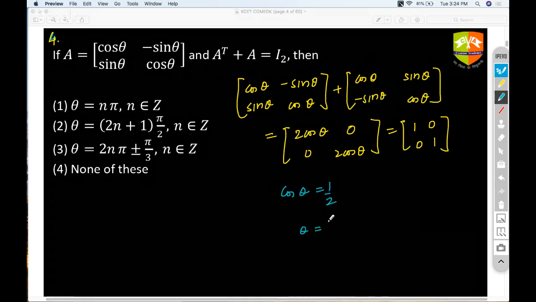So if you write the general solution, we know that cos theta equal to cos alpha. The general solution is theta equal to 2n pi plus minus alpha, with n belonging to integers. So in this case, it will be 2n pi plus minus pi by 3, with n belonging to integers. Okay. So of course, option number 3 becomes the right option in this case.